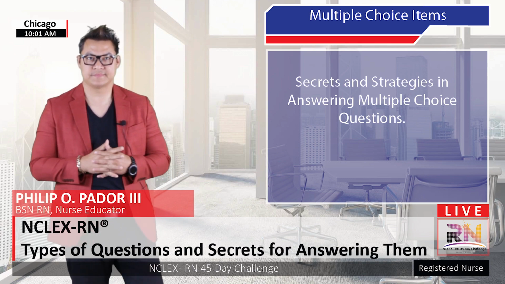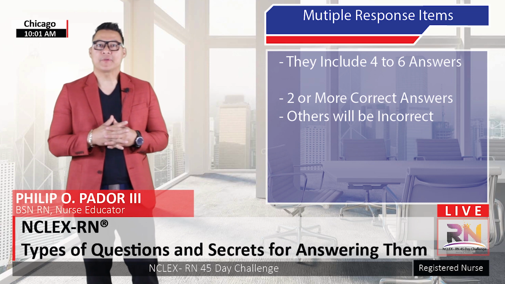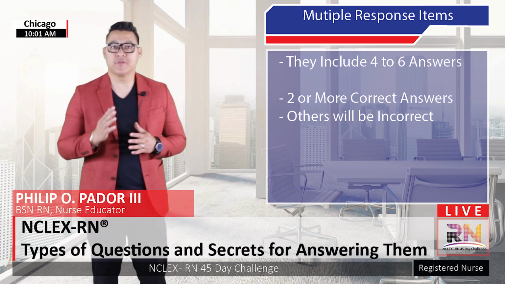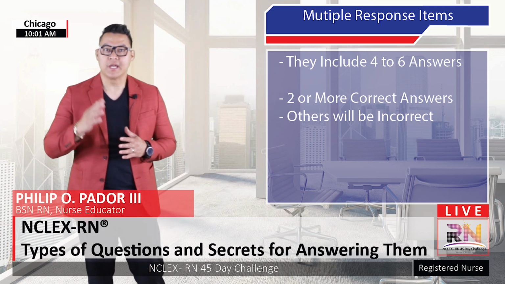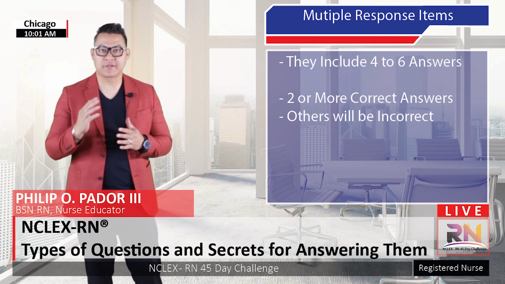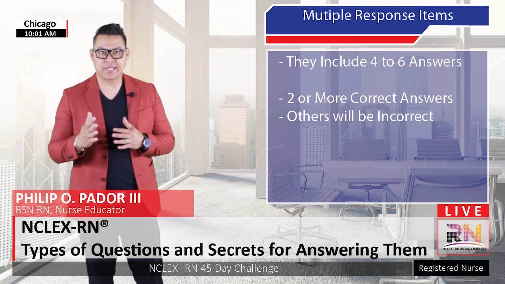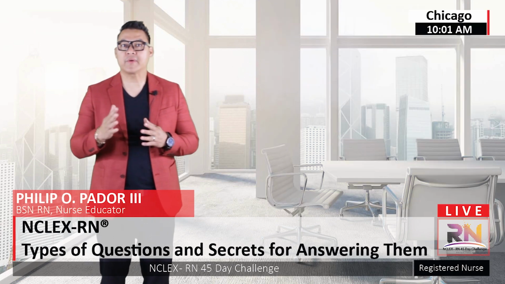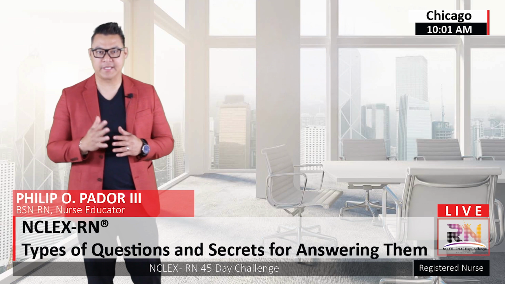Multiple response items. Multiple response items are similar to multiple choice items, except that they include 4 to 6 answers and have 2 or more correct answers, and the others will be incorrect. There will not be an instance in which the answers are either all correct or all incorrect. These questions will ask you to identify all of the answers that are correct or select all that apply. Multiple response questions will be scored as being either correct or incorrect. No partial credit is given for selecting some of the correct responses.